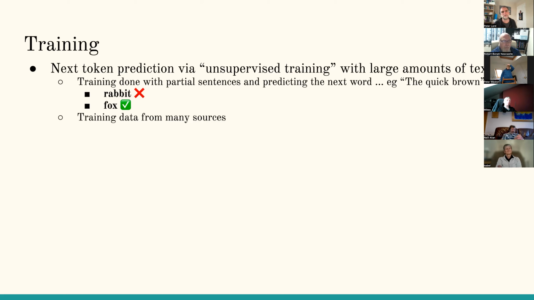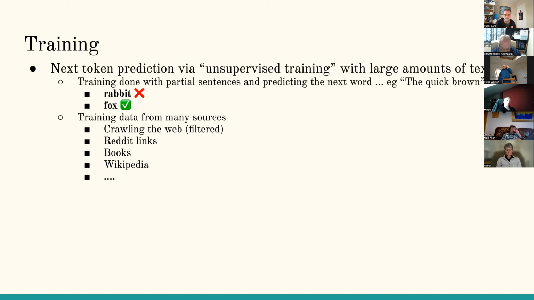Now the training data will normally consist of many sources, from crawling the web, Reddit links, books, Wikipedia, and so on and so forth. And for each large language model, you should find somewhere what data that particular model's been trained on. You could have models that have been trained on some general data like Wikipedia, but perhaps some more specific technical papers, or perhaps it's done a lot of training on German and French and Italian if it's going to be a more general purpose translator.